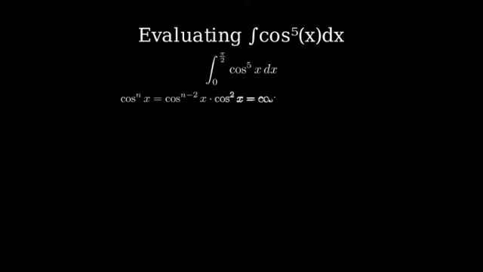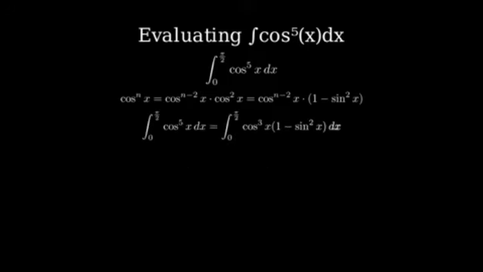The key identity we'll use is cosine to the n power equals cosine to the n minus 2 power times cosine squared, which equals cosine to the n minus 2 power times 1 minus sine squared. In our case, n equals 5, so let's substitute that in. Our integral becomes the integral from 0 to pi over 2 of cosine cubed x times 1 minus sine squared x dx. Now comes the clever part.